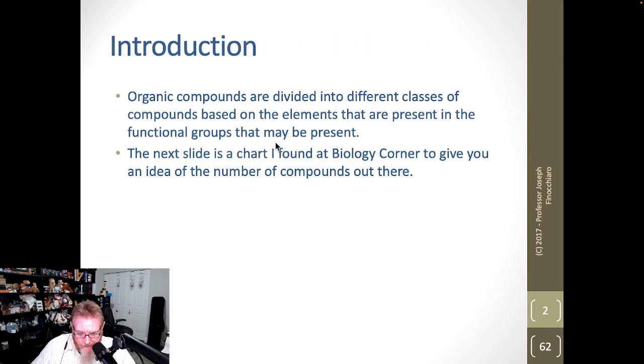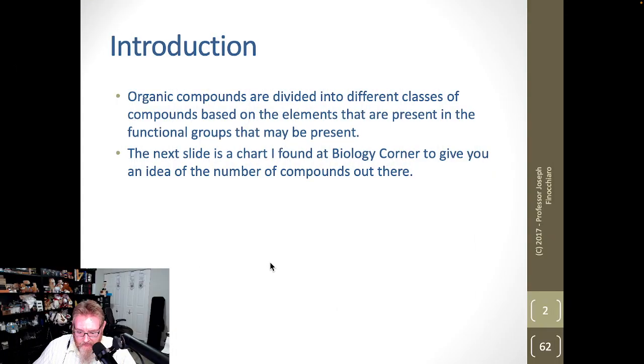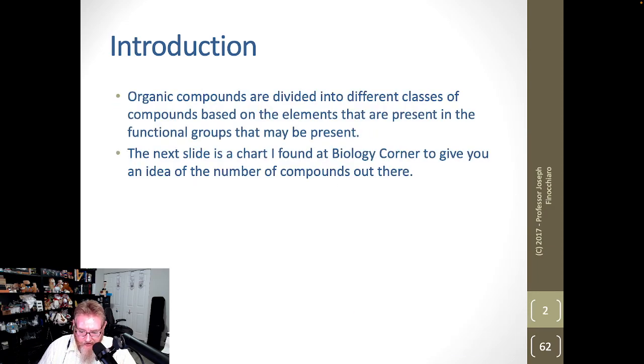So, organic compounds are divided into different classes of compounds based on the elements that are present and the functional groups that may be present. I found this chart on Biology Corner to give you an idea of the number of compounds out there.